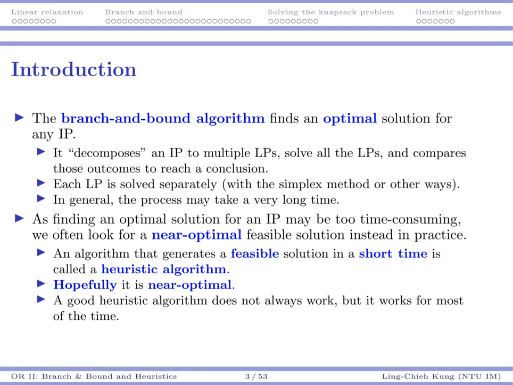So our plan is that we're going to talk about two sets of algorithms or two different principles for solving integer programs. The first is the algorithm called the branch and bound algorithm. Branch and bound is an algorithm that finds an optimal solution for a linear integer program. We will show you how this integer program may be solved.